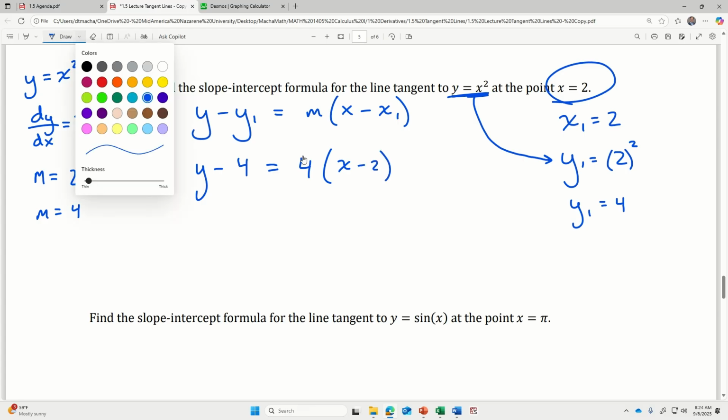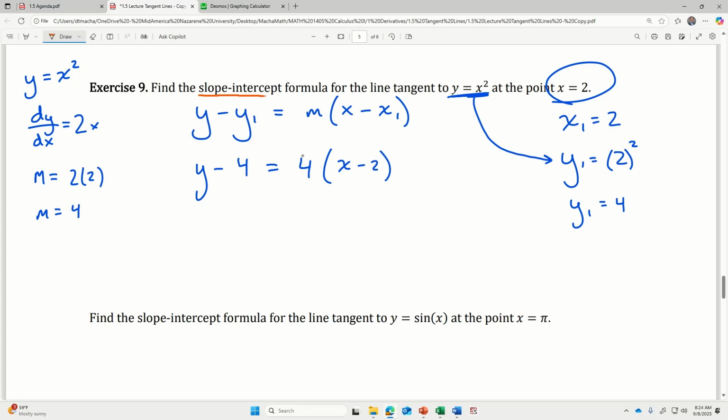Just kidding, that's not my answer, because my answer is supposed to be in slope-intercept form. So we're almost there, but we have to do like you did back in algebra. You still have to simplify this a little bit by distributing the 4 and then adding 4 to both sides. And that's your answer.